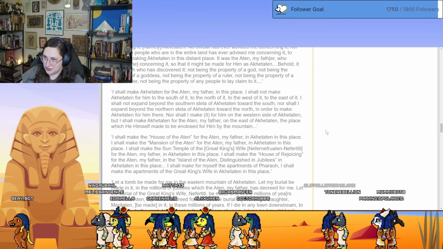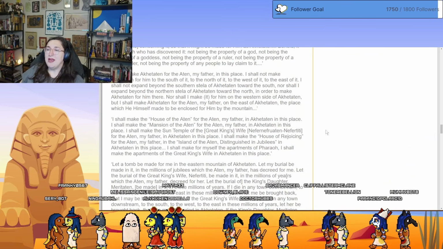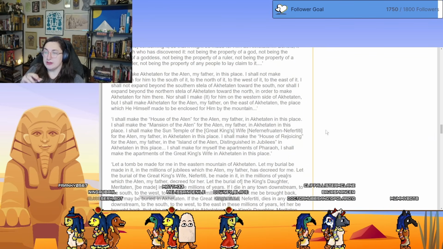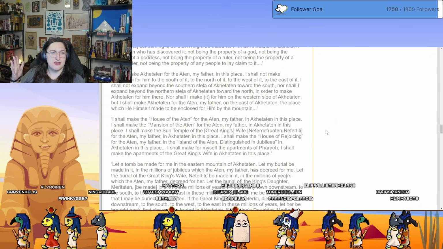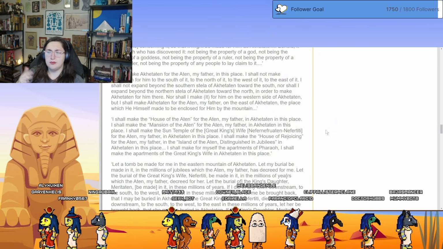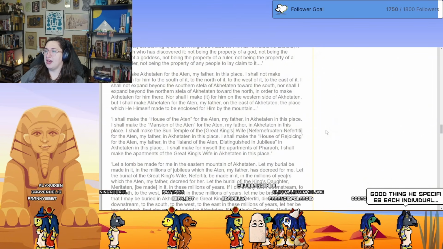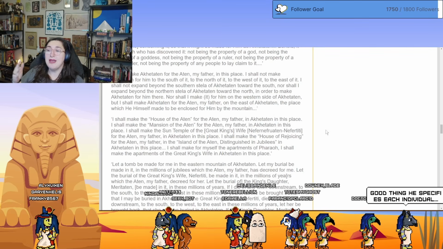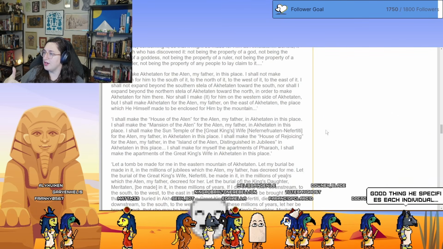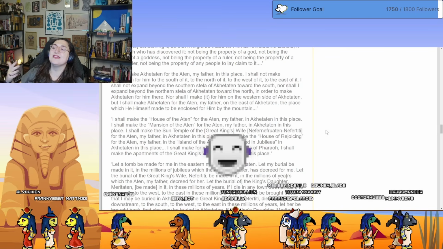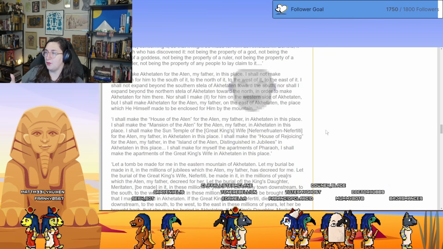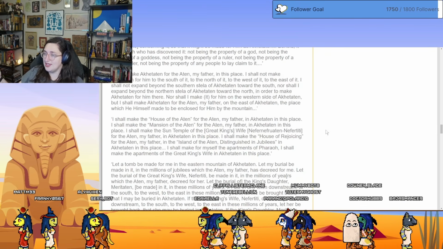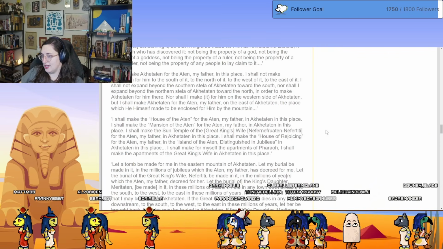I shall make the house of the Aten, my father, which is essentially like the temple, in Akhetaten in this place. I shall make the mansion of the Aten for the Aten, my father, in Akhetaten in this place. I shall make the sun temple of the great king's wife, Neferneferuaten Nefertiti, for the Aten, my father, in Akhetaten in this place.